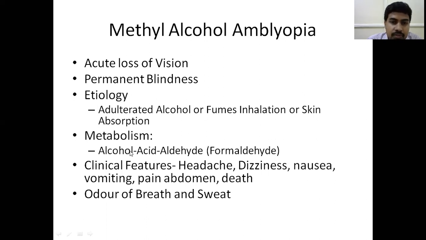So alcohol is converted to acid by alcohol dehydrogenase. Acid is converted to aldehyde by acid dehydrogenase. This aldehyde is further metabolized by the enzyme aldehyde dehydrogenase. So this aldehyde dehydrogenase is inhibited by disulfiram or Antabuse. So more amount of formaldehyde accumulates.